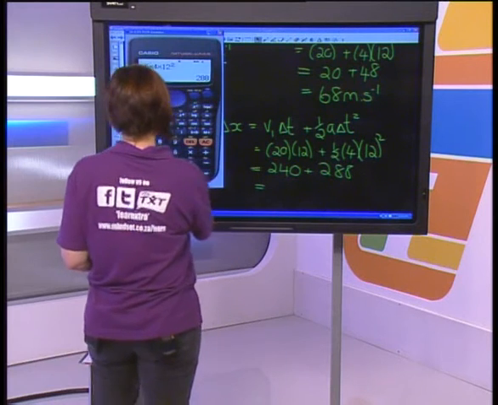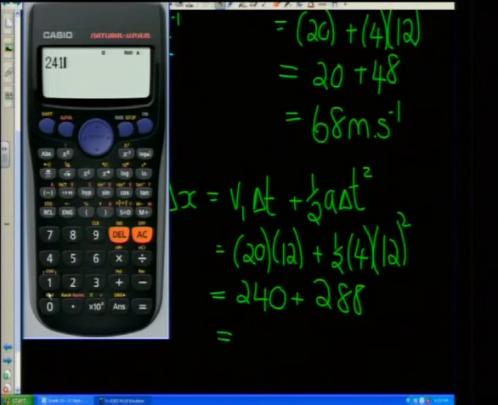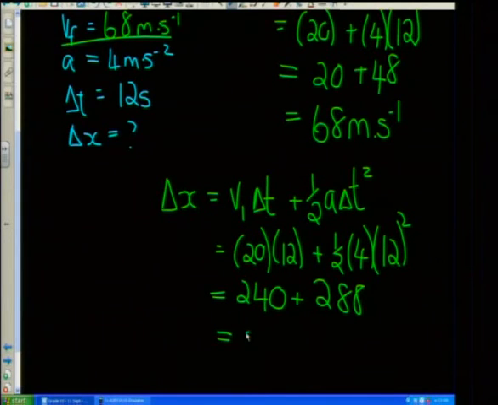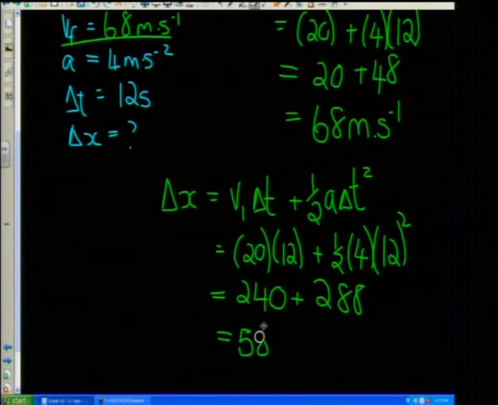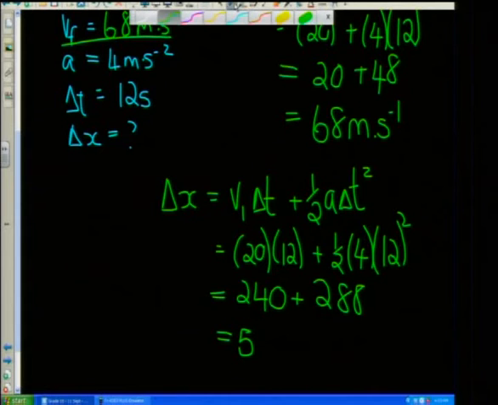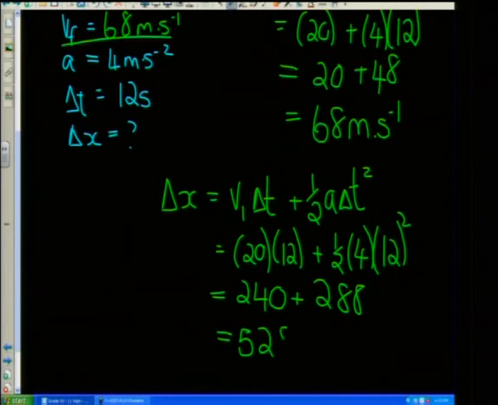So now we've got 240. I'm not going to try and do this in my head because I'll probably get it wrong. 240 plus 288, and it's 528. No, 588. No, 528. So I can't even read today. Oh, boy. Okay. 528 meters.